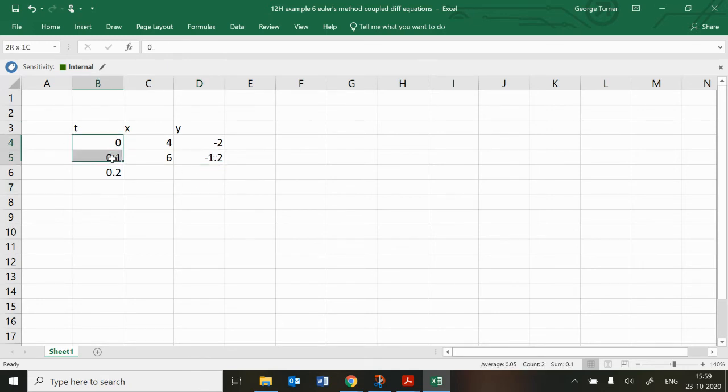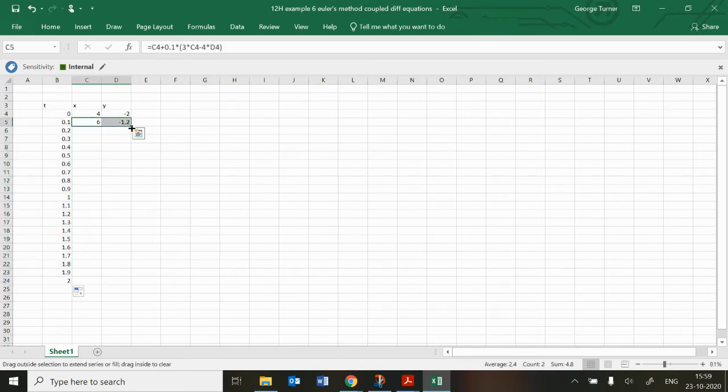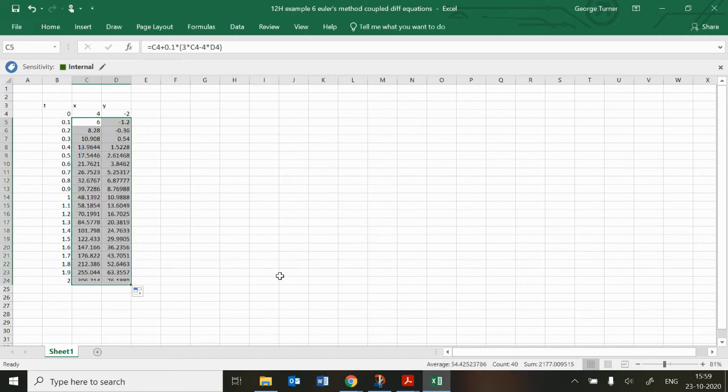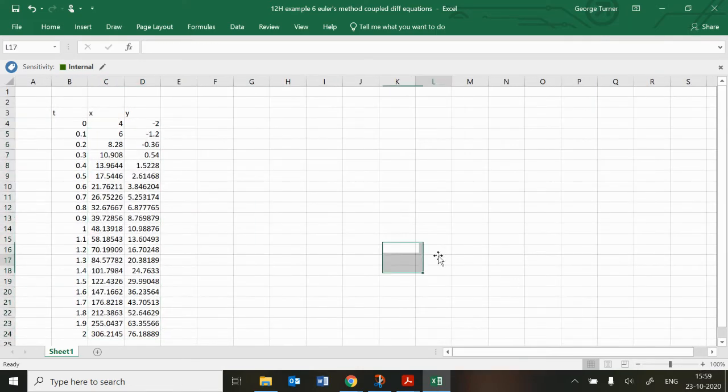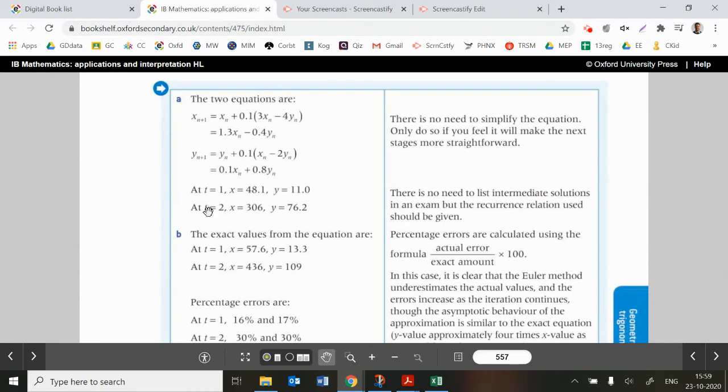Now, it's pretty straightforward to copy this. Let's zoom out a little bit, and copy this down. Let's take it up to 2. I can see that's 2 there. I'm going to copy these formulas by going to the little black plus in the corner. When I hover over it, I'm just going to copy all of those down. Let's zoom in a little bit here as well. So we're getting values at the end: x is 306, and the value for y when t is 2 is 76. Let's check that with the book. And we can see, there we go, when t is 2, we've got 306 and 76.2 there as well.